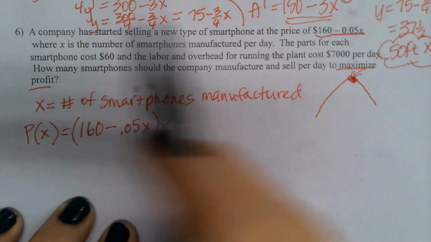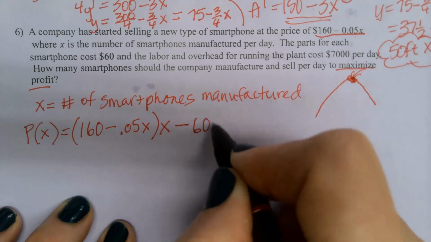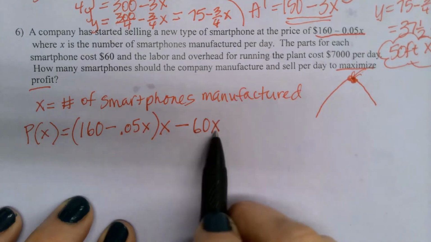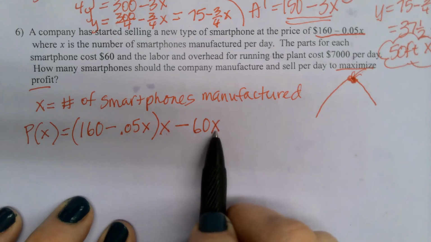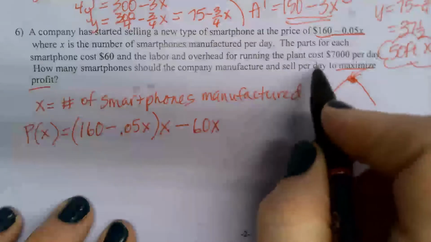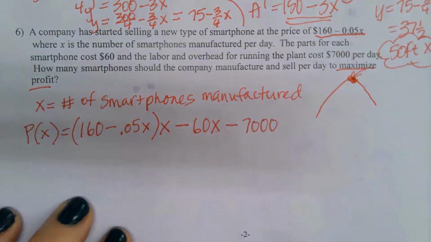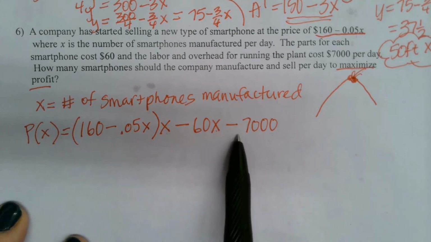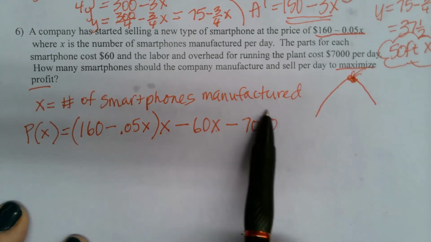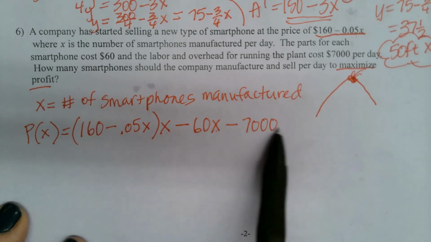But they do have to consider the fact that they're going to pay $60 just to make the phone, to buy the parts. So $60 each phone. And then they're also going to have to remove the fact that it costs them $7,000 a day just to run their plant, to pay for labor, buy the product, all of those kinds of things. Heat the building, everything that comes involved in running a company. And so this is my new profit formula.